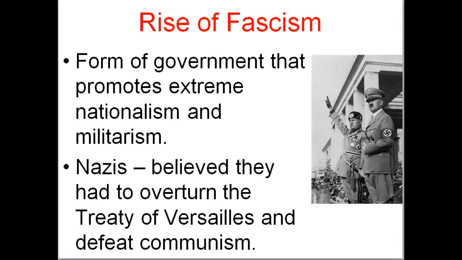Fascism is a form of government that promotes extreme nationalism and militarism combined. So the idea is that everybody's going to be a member of the military, and the military is the most important, and your love of country and culture is most important as well. From fascism, we see a political party known as the Nazis emerge. The Nazis in Germany believe they have to overturn the Treaty of Versailles and defeat communism.